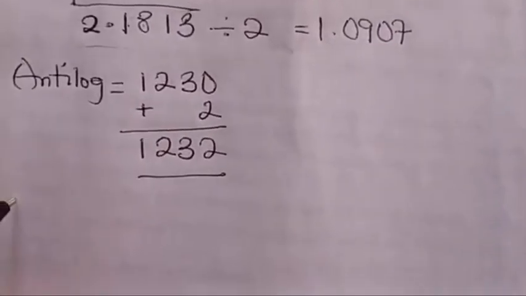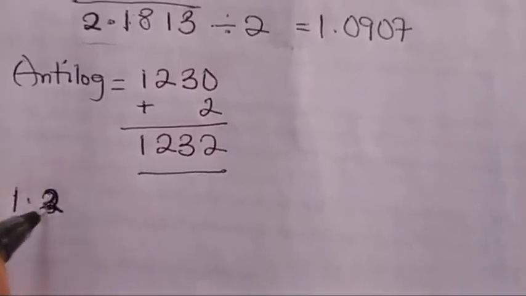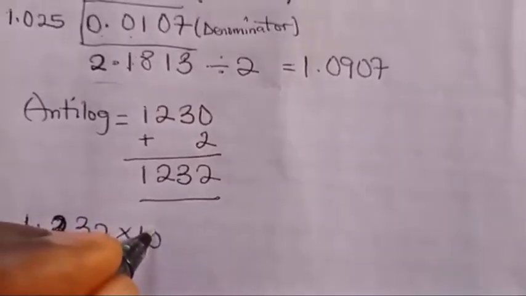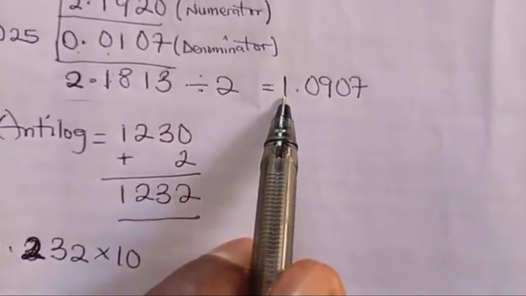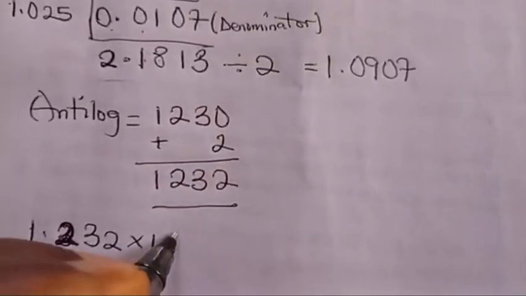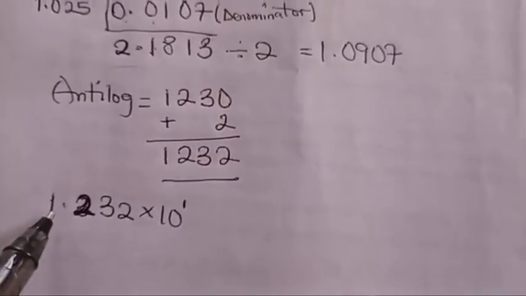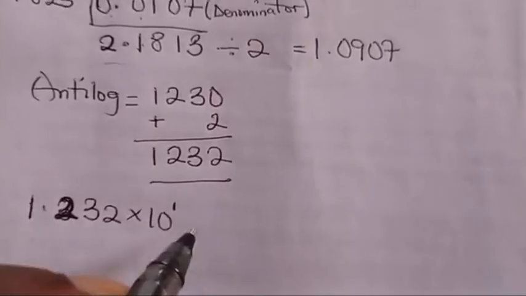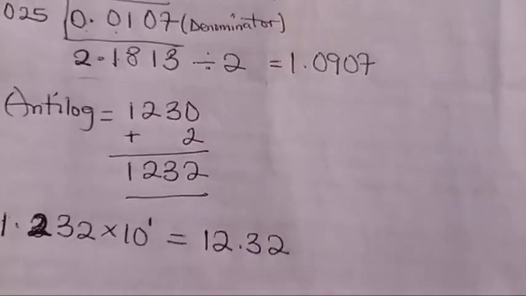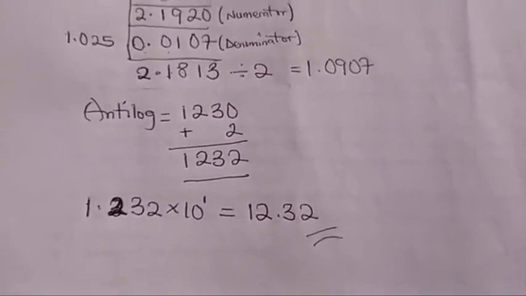Expressing this in standard form, we're going to have 1.232 multiplied by 10, raised to the power of the integral part of the number we used in finding the antilog, and that's equal to 10 raised to the power of 1. It's from this point now that we have 1.232 times 10 raised to the power 1, giving us 12.32. So this is the answer we are looking for.